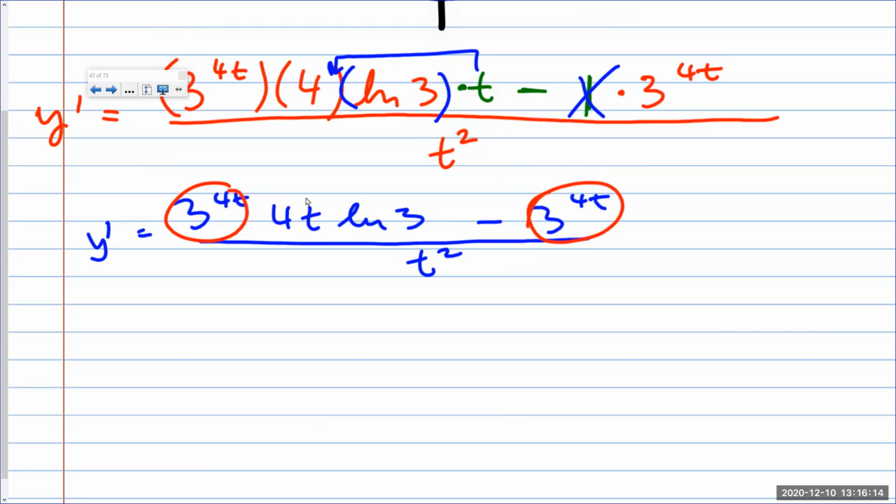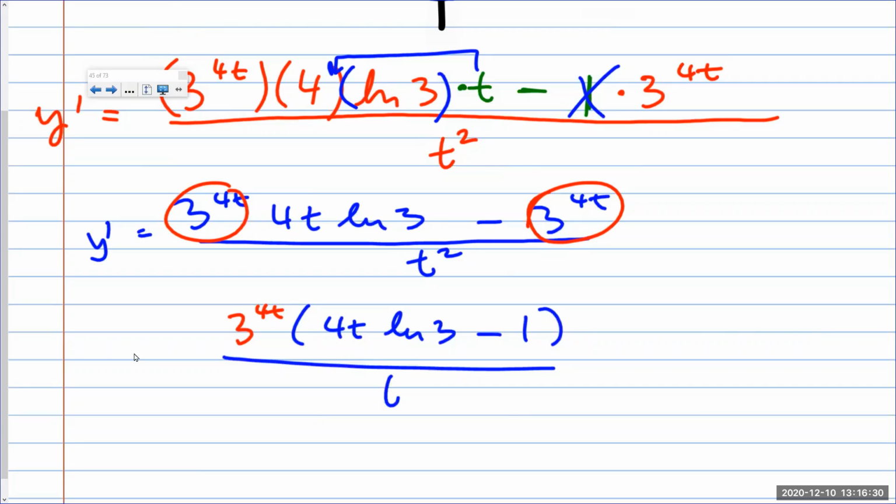these have the same factor in it. They both have 3 to the 4t. So you actually could take it out. If I took it out here, in the first term, what I'd have left is 4t ln of 3. In the second term, I took out everything, so all I have left is 1. And this could be over t squared. Okay, and again, you don't have to do it, but I want you to see that it could be a multiple choice answer.